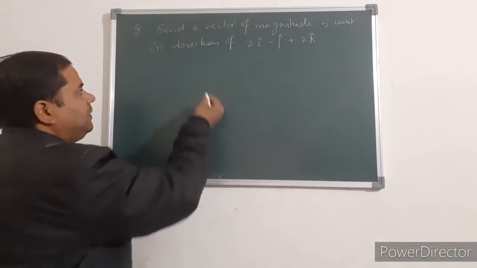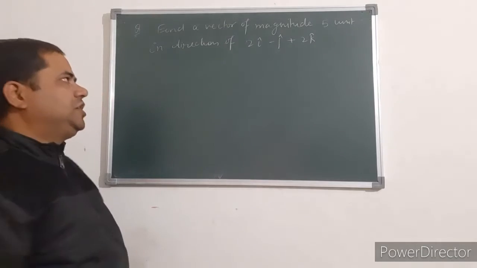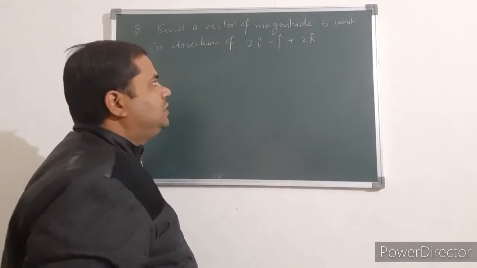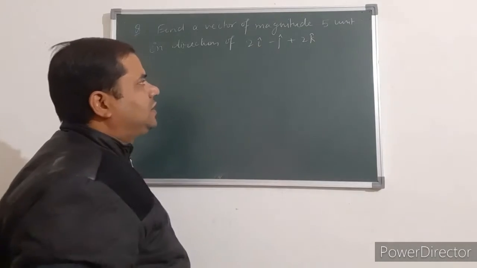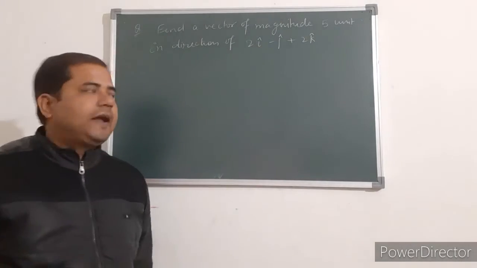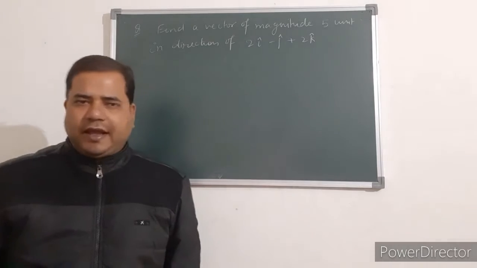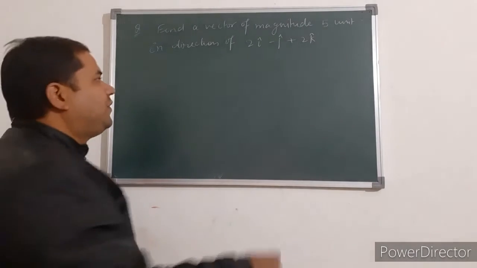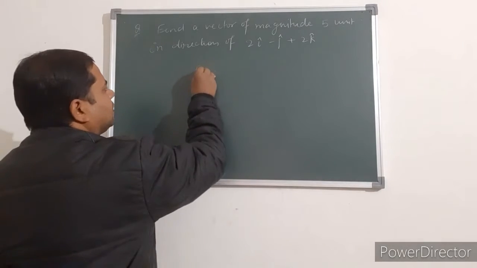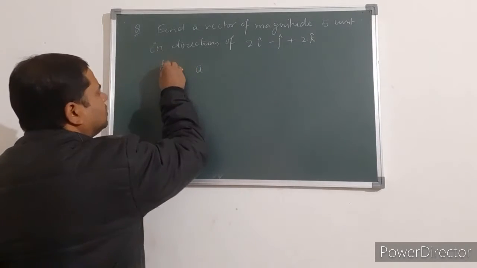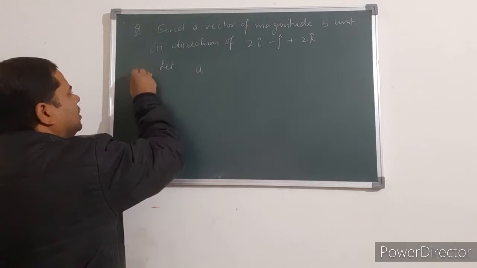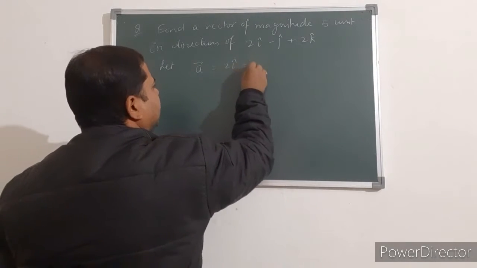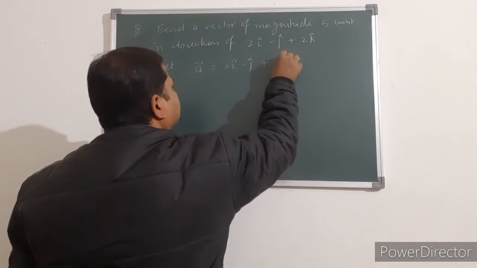Okay, so let us see. First, we are given the magnitude. If you multiply the unit vector by the magnitude, then we get the vector in the direction of 2i cap minus j cap plus 2k cap. So first we find the unit vector. Solution: let A equal 2i cap minus j cap plus 2k cap.